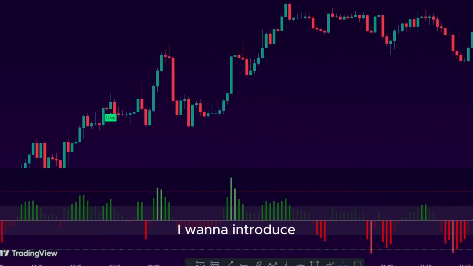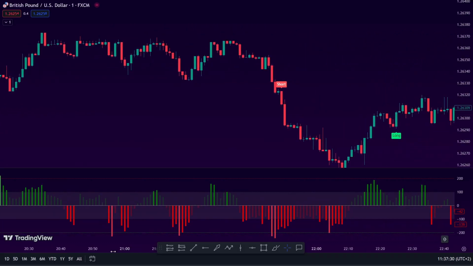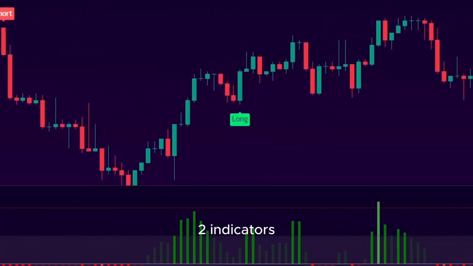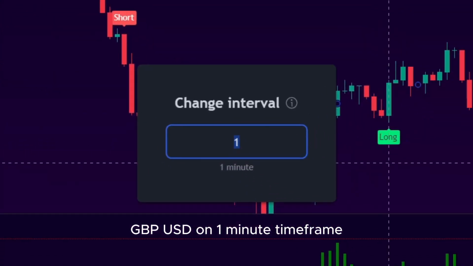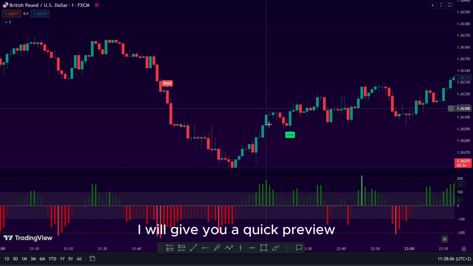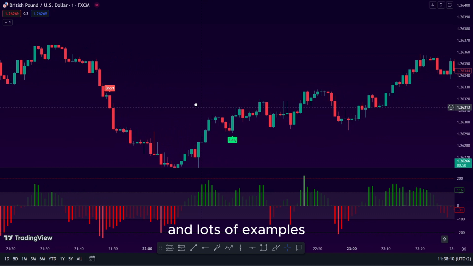In today's video, I want to introduce one of the most accurate scalping strategies with just two indicators. I will show you this strategy on GBP USD on the 1 minute time frame. I will give you a quick preview, then I'll explain the setup of these indicators and show lots of examples.